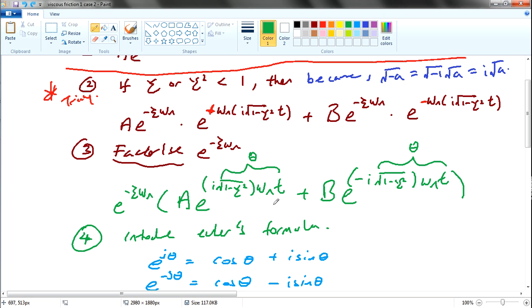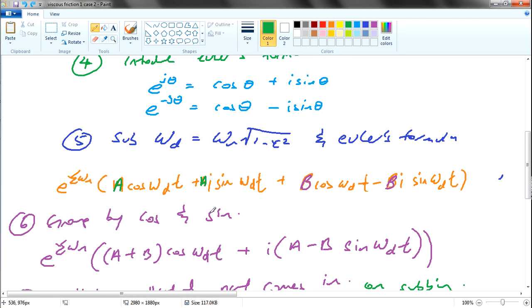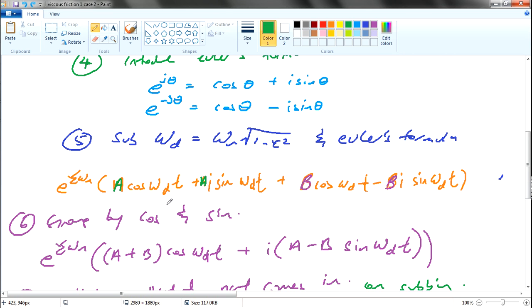Once you get the exponential, you see something is wrong: you have an i here. Make sure you clear away the i using Euler's formula, which is over here. You use Euler's formula and you have this equation over here. Nonetheless, remember to also sub in ωd, which is the damped natural frequency. And then you have this equation.